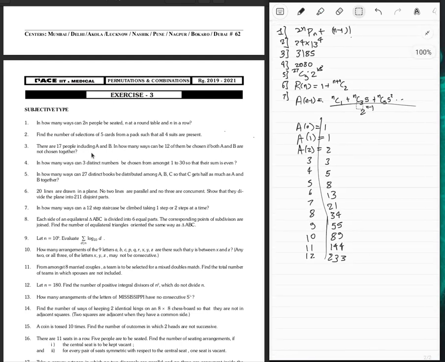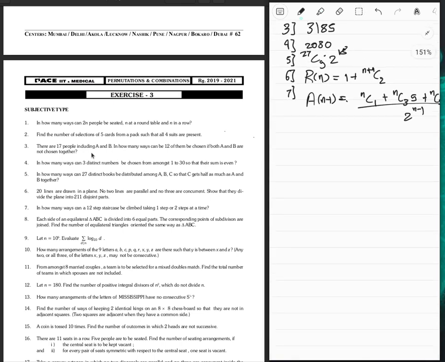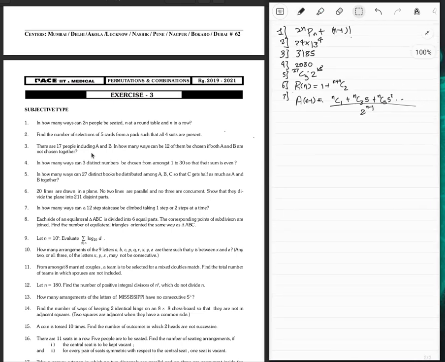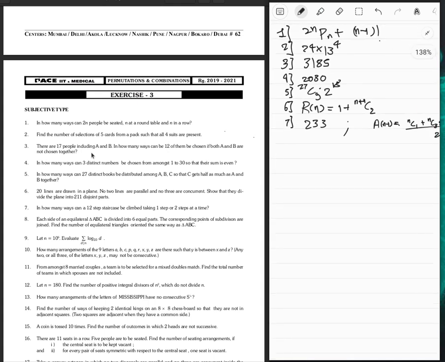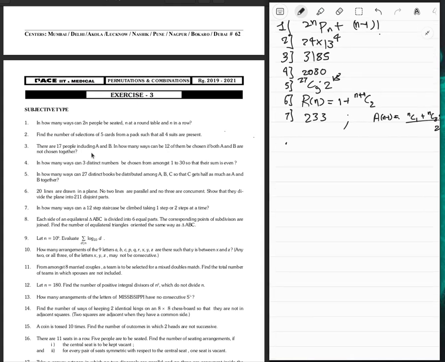Yeah. We did too much work really. It's just 233. That was easy. Should have done the basic way the first time itself. So 233 is our answer. And we also got a formula which we can put in a computer program. Okay, next.